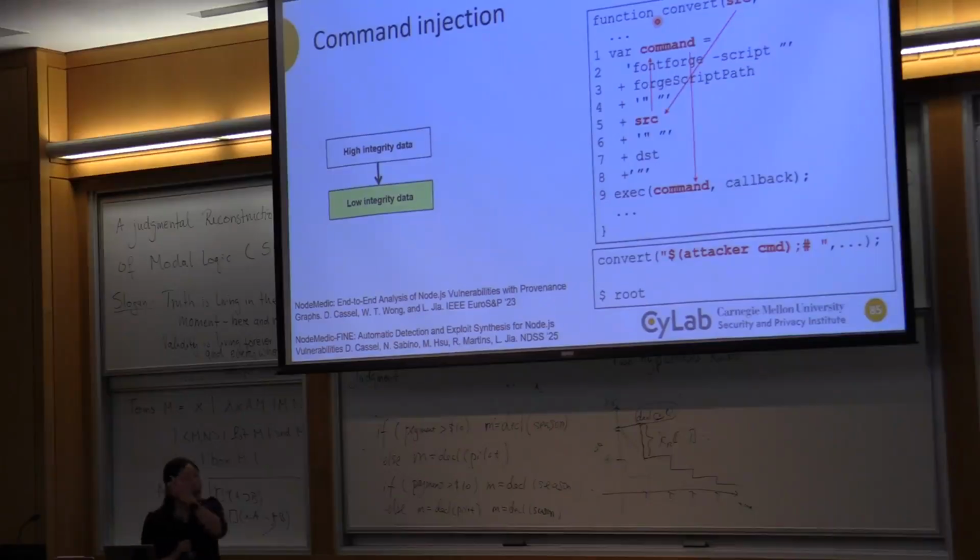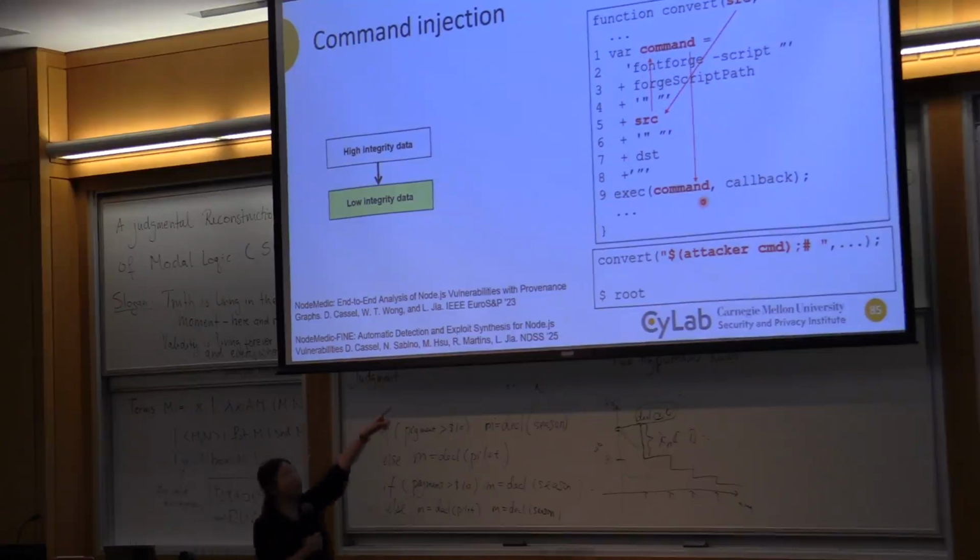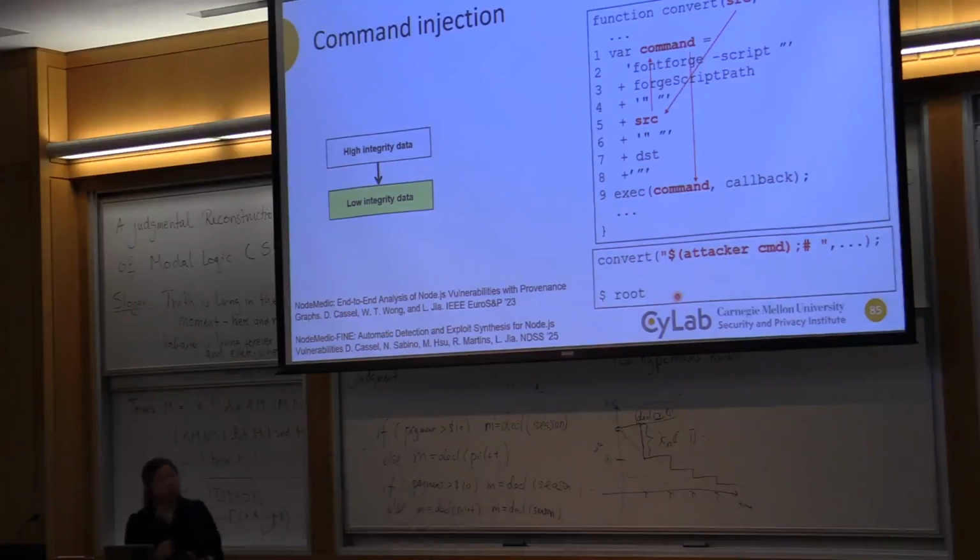It's actually trying to convert fonts for users, except they take input a source. You see what's happening is that this source is concatenated with a bunch of other stuff and turned into a command, and then eventually there's an exec. This command is actually executed, right? Now, if I call this API with this specific command, whatever the attacker wants would actually execute.